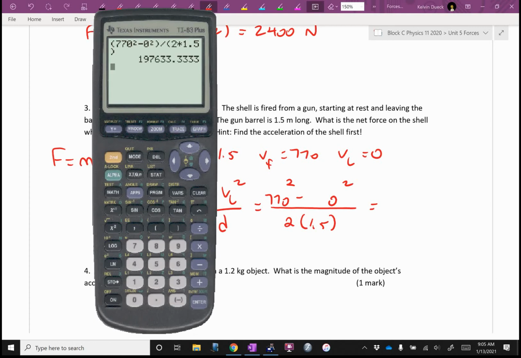Holy... That's... Wait a minute. Is this an artillery shell? Is that going from 0 to really fast in a short distance? Would that require a fairly big acceleration? I'm okay with that. At first I was nervous, but then I went, wait a minute. That's probably what it would be. So I'm going to write 198,000, but I'm going to store this on my calculator. So 198,000.